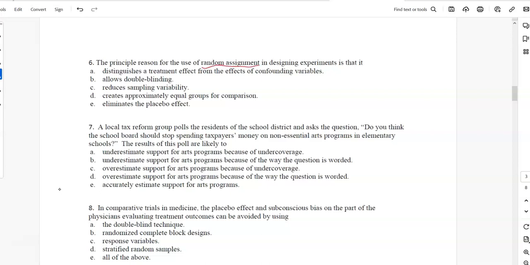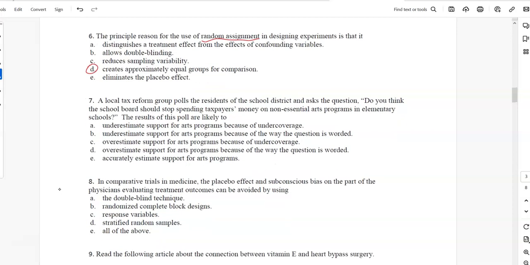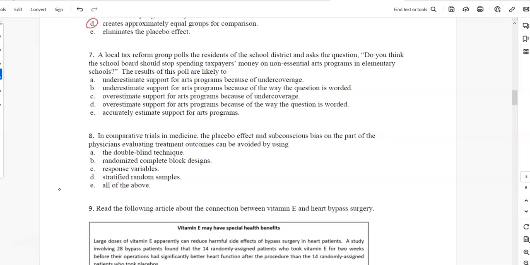We want something to compare, right? So it creates approximately equal groups for comparison. So D would be right. It's the closest thing to roughly equivalent groups, which is your mantra I want you to know for random assignment.